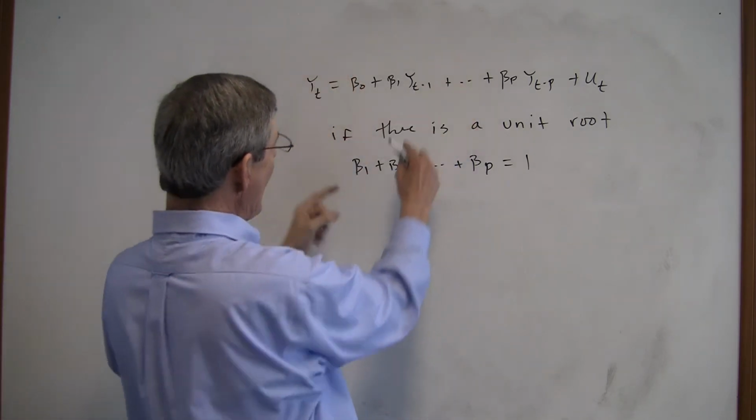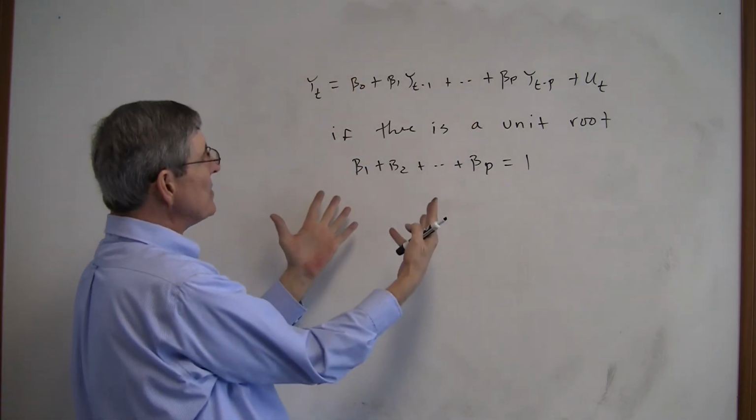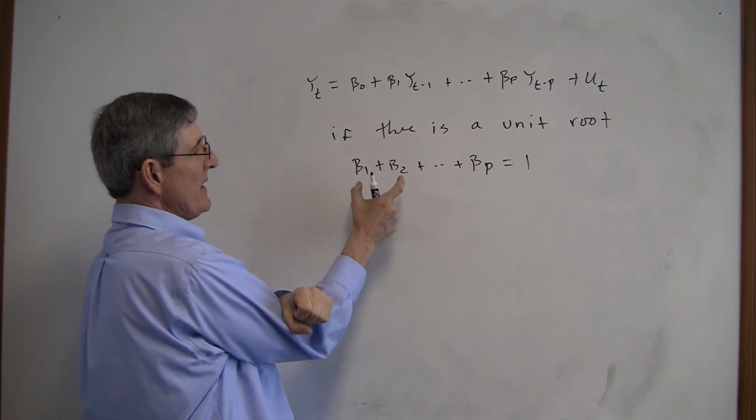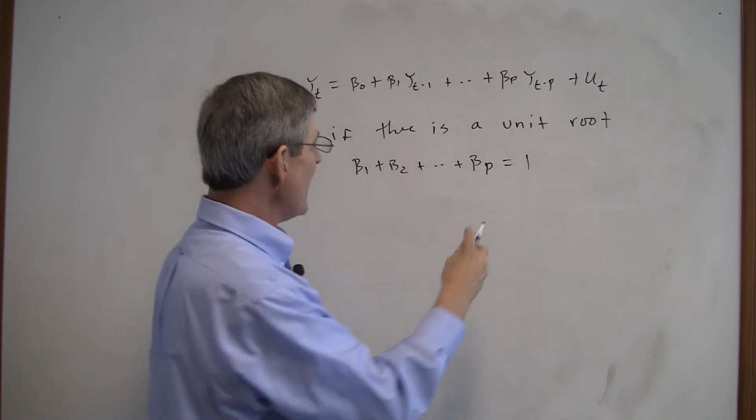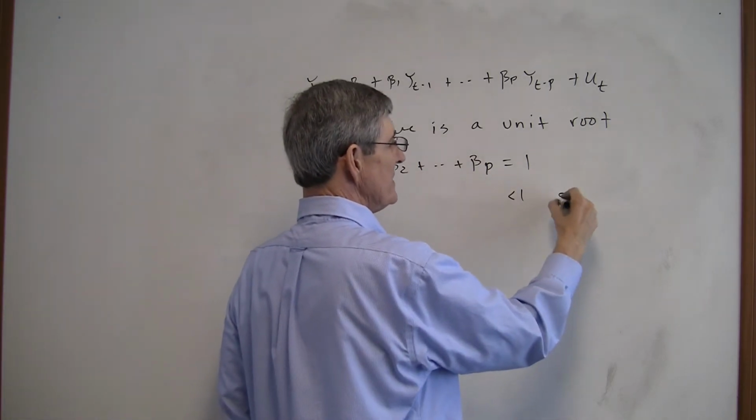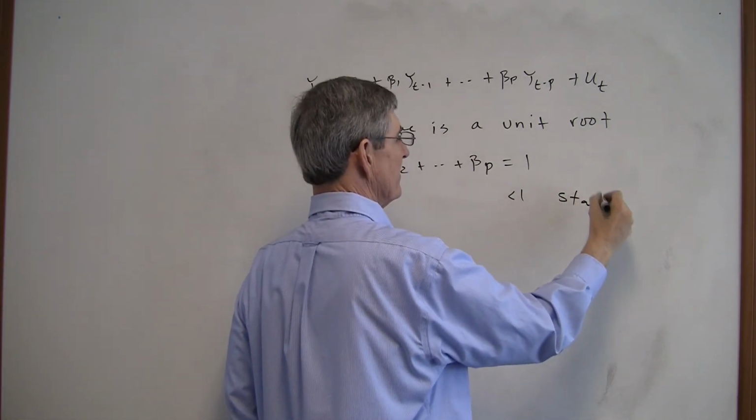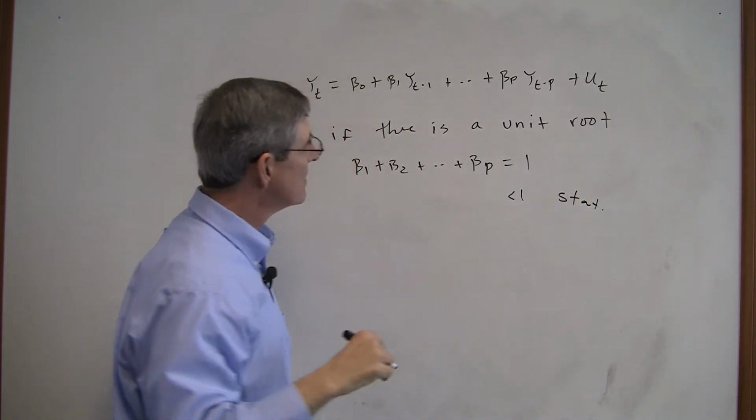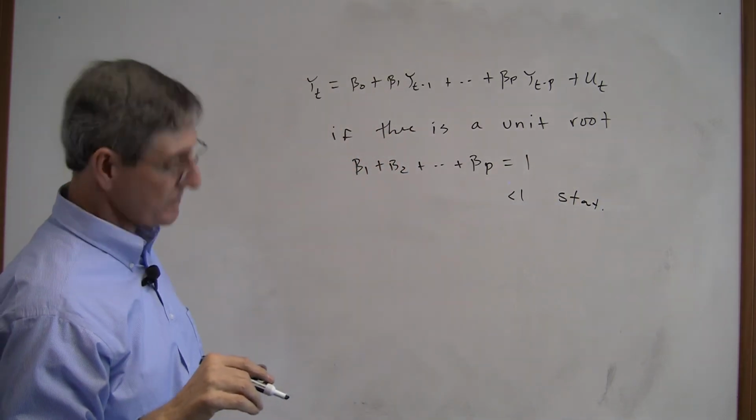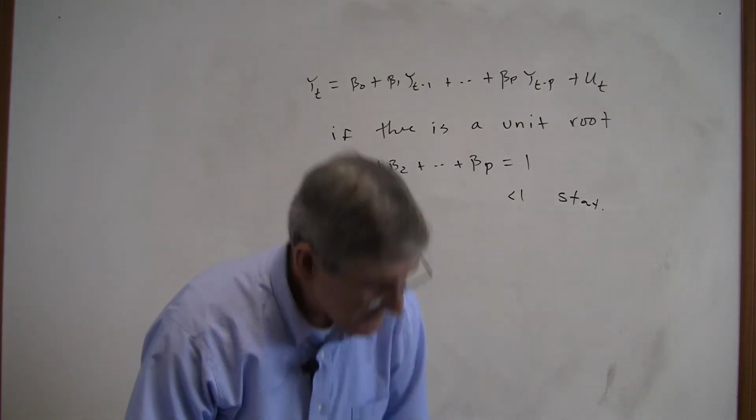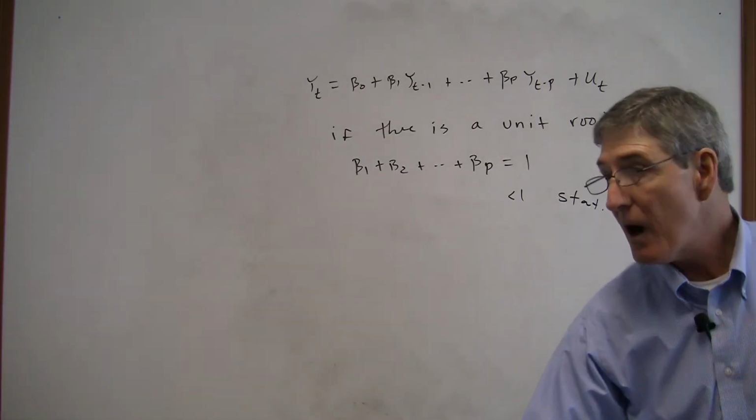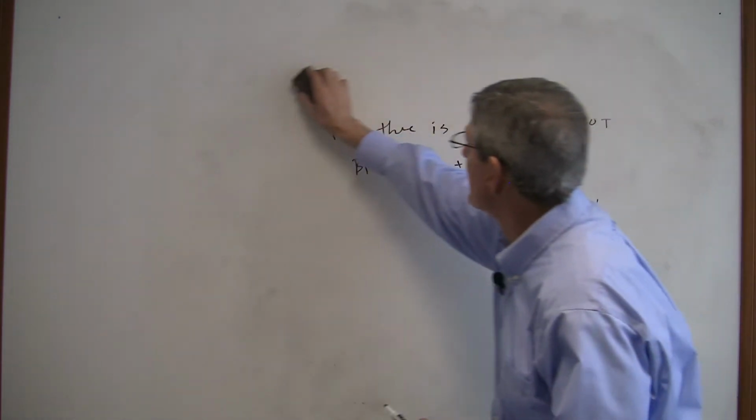When there's just one lag, it's just when beta 1 equals 1. If there's 2 lags, if beta 1 plus beta 2 equals 1, it's non-stationary. If it's less than 1 in absolute value, then it'll be stationary. So that's the test. And that will be a Dickey-Fuller test. We'll come to that in a second. Okay. We are getting there, but we've got a little bit more to do. Chunk of material yet.